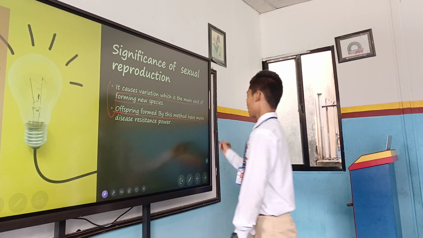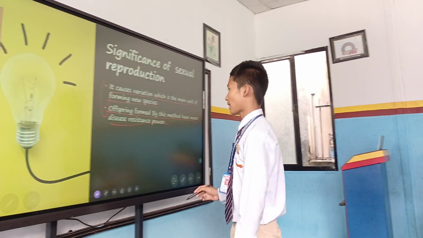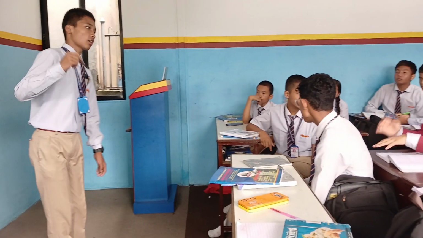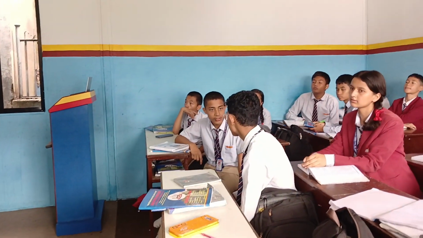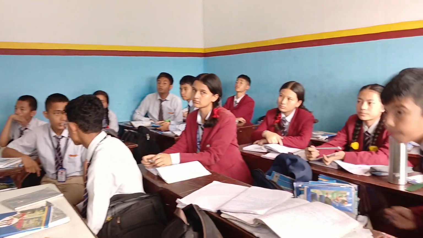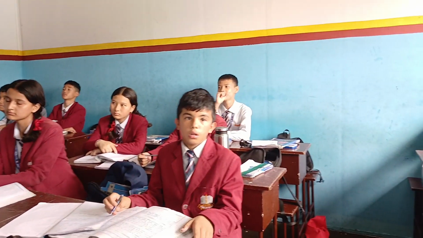Offspring formed by this method have more disease resistance power. The children or offspring developed by this method have more resistance to diseases and can survive more, hopefully.